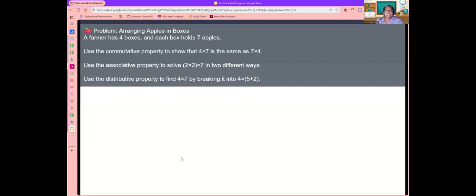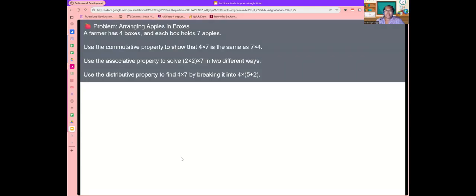Our problem for today is, a farmer has 4 boxes and each box holds 7 apples. Use the commutative property to show that 4 times 7 is the same as 7 times 4. Use the associative property to solve 2 times 2 in parentheses times 7 in 2 different ways. And use the distributive property to find 4 times 7 by breaking it into 4 times, in parentheses, the sum of 5 plus 2. So let's take this one step at a time.